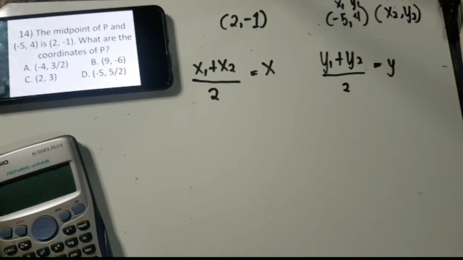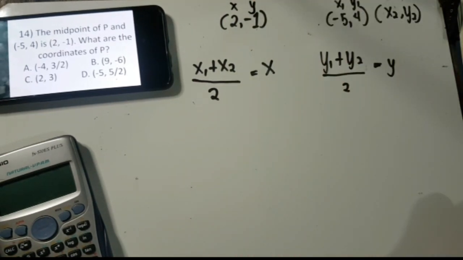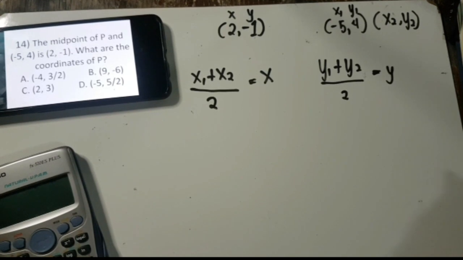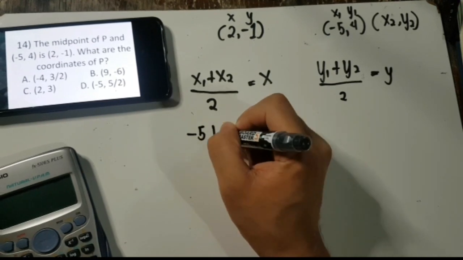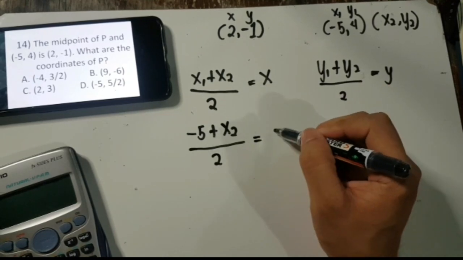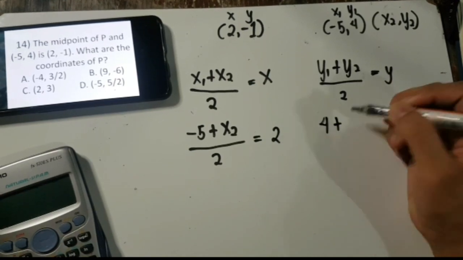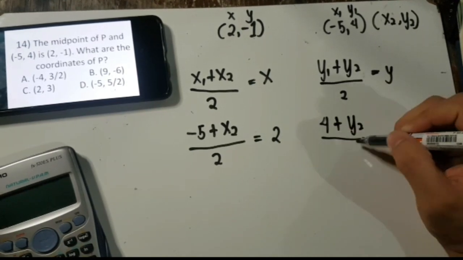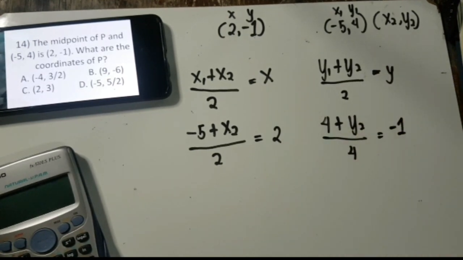Okay? So, given na ito, ito ay si x and si y. Yan, para hindi kayo malito. So, substitute natin siya dito. x sub 1 is negative 5 plus x sub 2 over 2 is equal to 2, which is yung midpoint. y sub 1 is 4 plus y sub 2 over 2 is equal to negative 1, which is yung midpoint nito. Okay. So, let's solve for the value of x sub 2 and y sub 2.